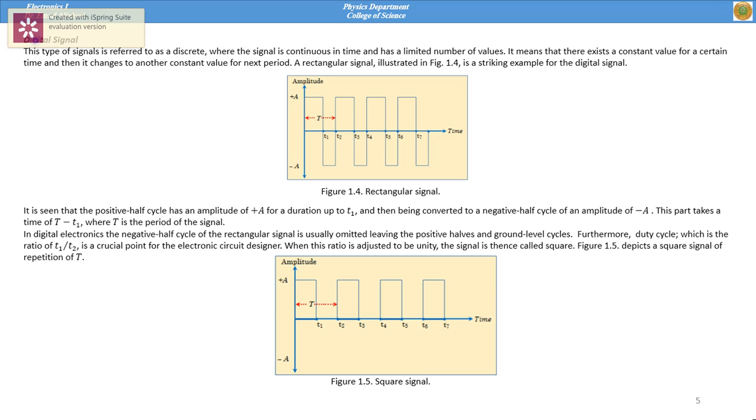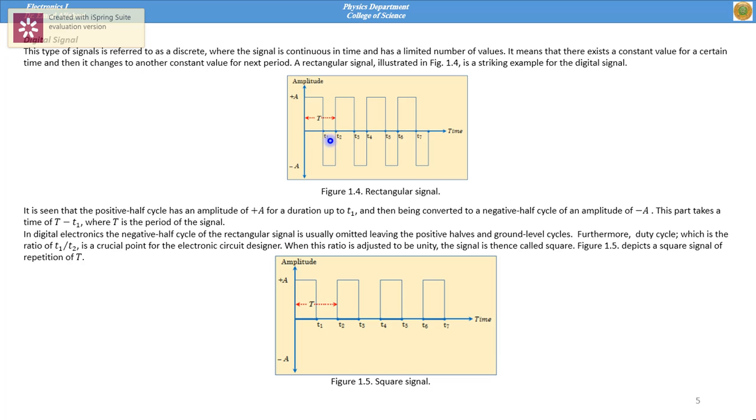Now we study digital signals. A digital signal is different from an analog signal because it has discrete values rather than the continuous values that we have already seen in the analog signal. This is an example of a digital signal, which is a rectangular signal. In this signal, there are just two values. In the positive half cycle, the signal has amplitude A plus, and in the negative half cycle, the signal has amplitude A minus, and this repeats itself: A plus, A minus, A plus and minus, and so on.